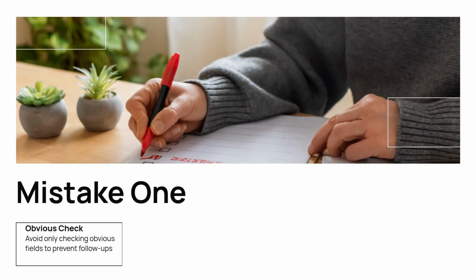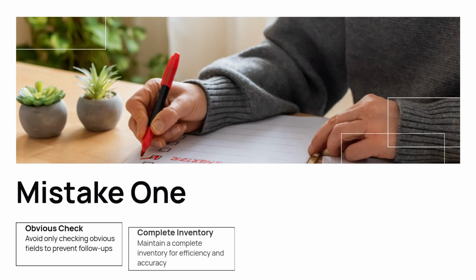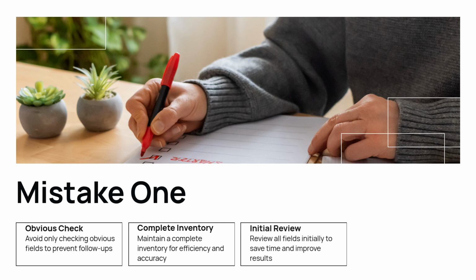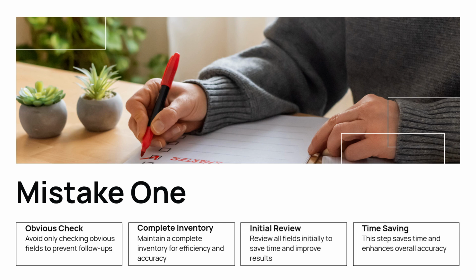Mistake 1 is checking only obvious fields. This oversight leads to multiple follow-ups. A complete inventory prevents this. Ensure all fields are reviewed initially. This step saves time and improves accuracy.